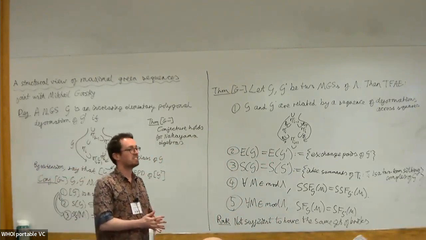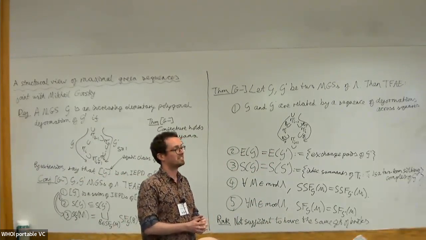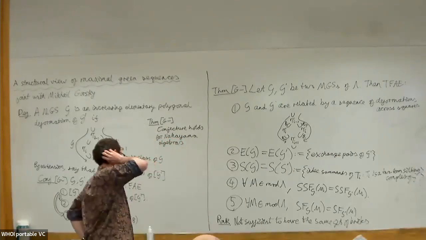Is it easy to give an example showing that if you just have the same bricks appearing, that doesn't give you equivalent maximal green sequences?